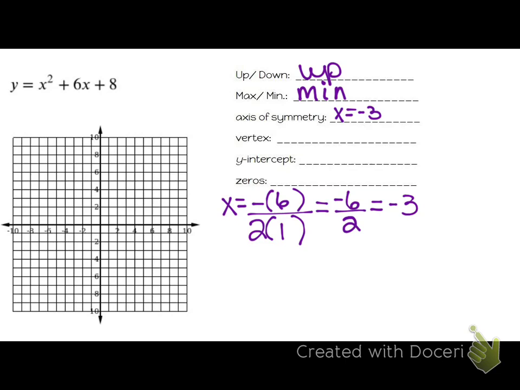All right, we need to now find my vertex. I have 50% of my vertex because I already have the x value. I need to find the y value. How do I find the y value here? Okay, so what am I substituting? What do I substitute for that x?